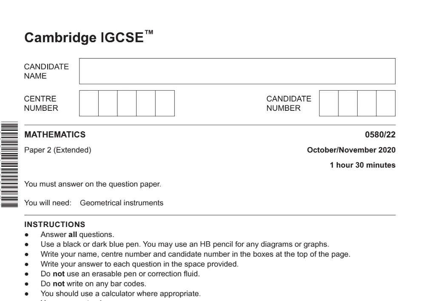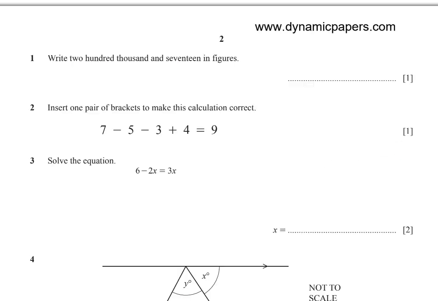Bismillah. In this video I'm going to solve Cambridge IGCSE Mathematics Paper 2 October-November 2020 Variant 2.